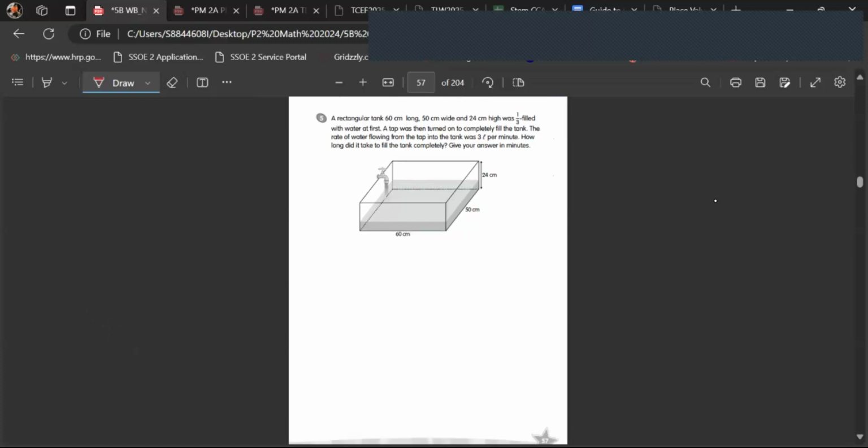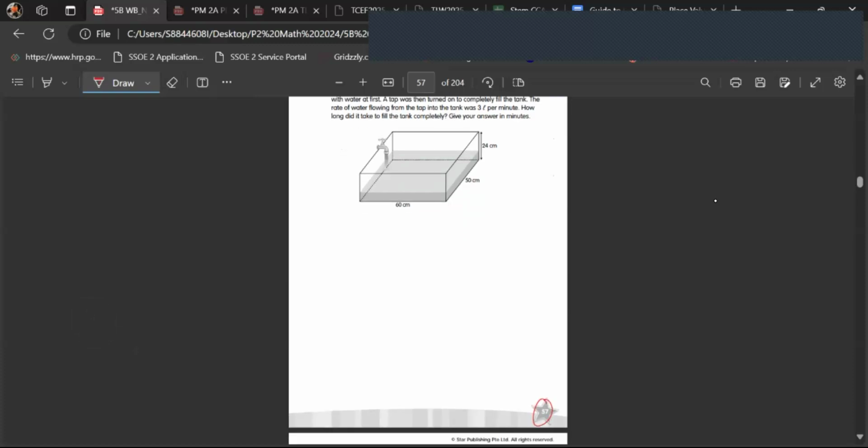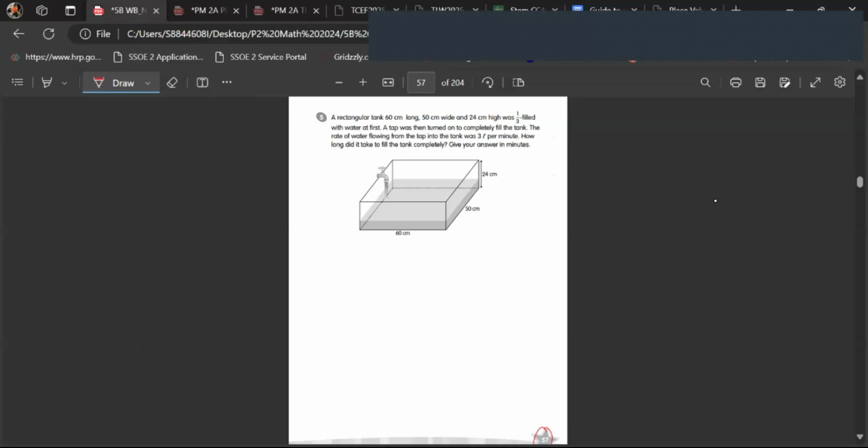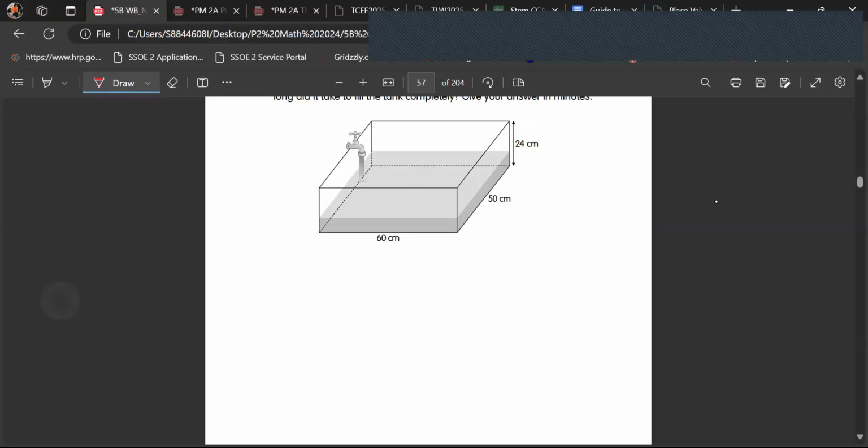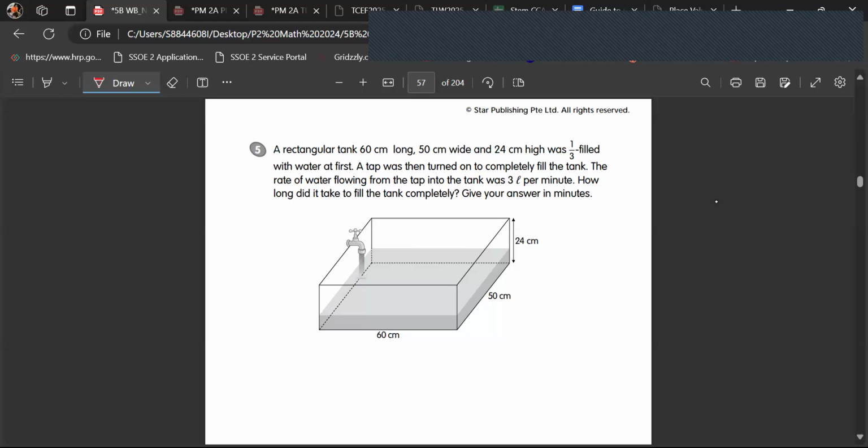Question 5 on page 57 is very similar. But you see, here's the other trouble. The trouble says 1/3 filled first. So this is the challenge now. Just now the tank was empty. Now the tank has some water. It's like the first question just now. This is question 5. Yes. Sure.